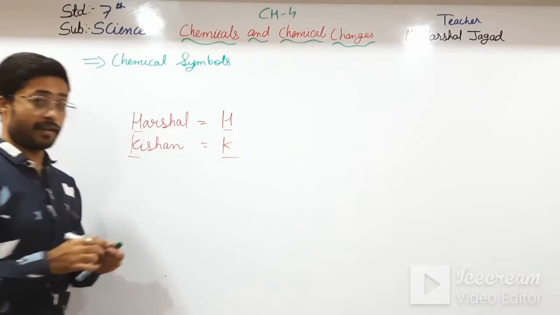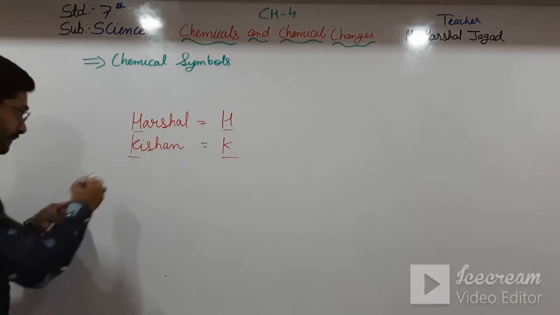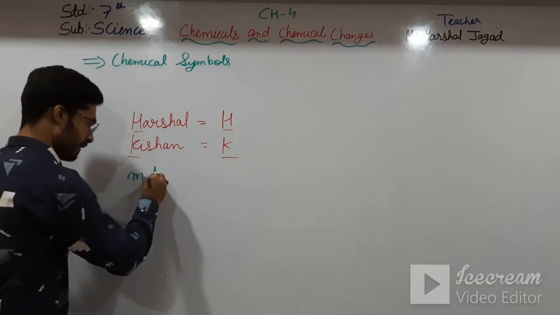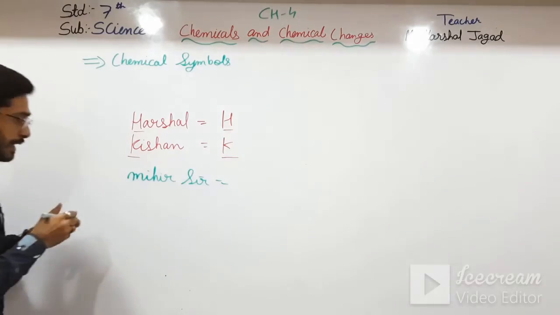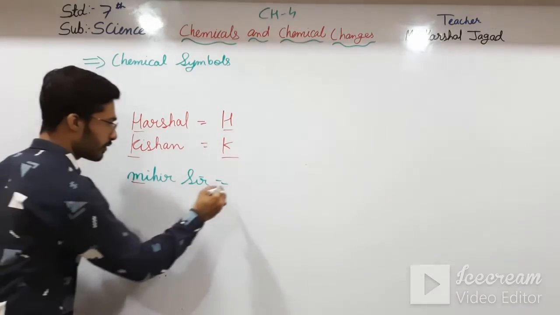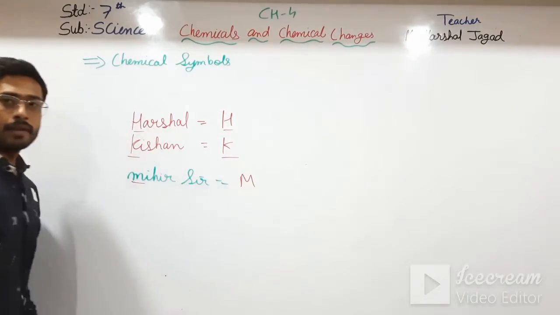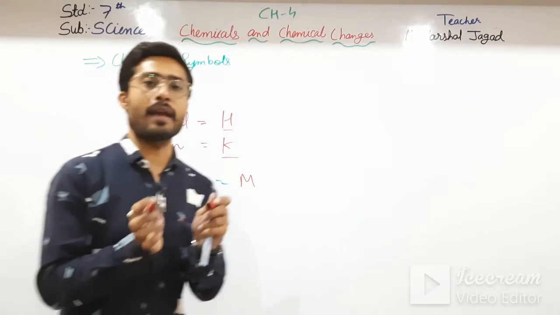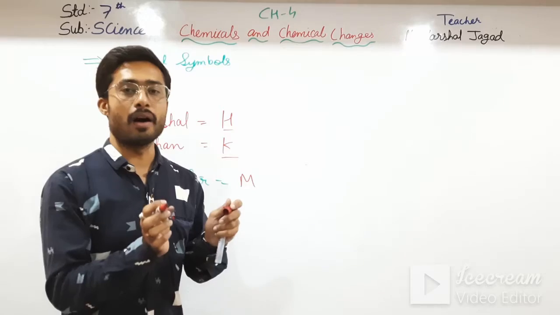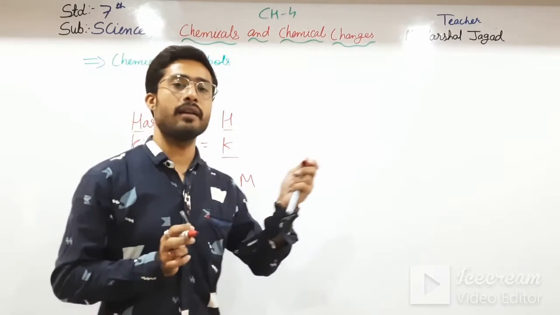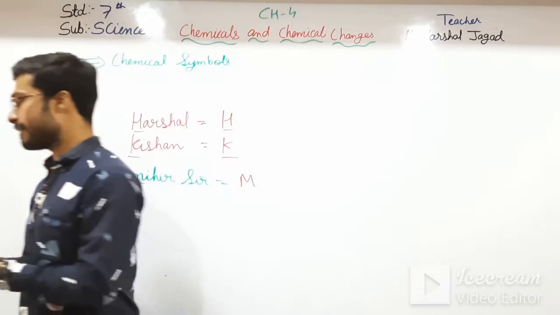If we take Mihir sir, then his name starts with M, so I can write M here. So in that way, chemical symbols are given according to the first letter of their name. Okay, students, let us see that.